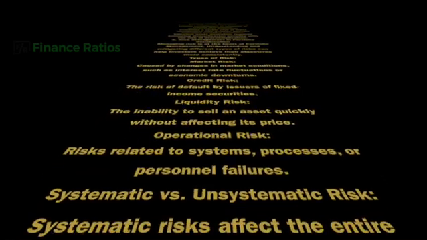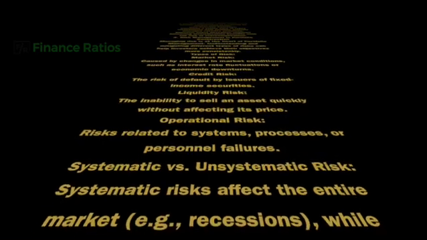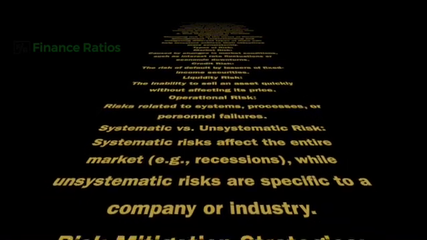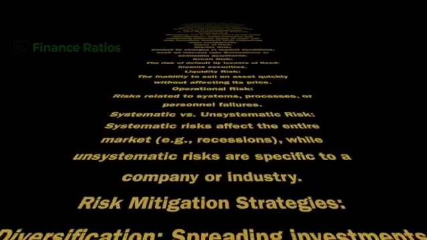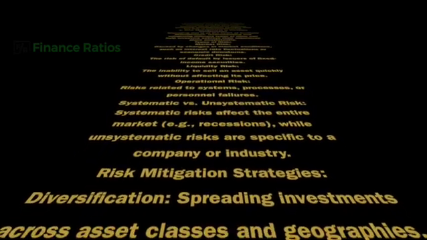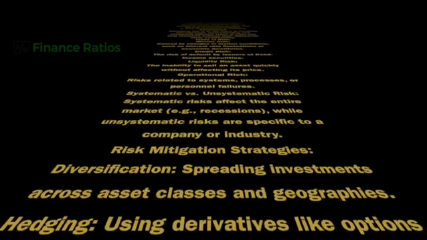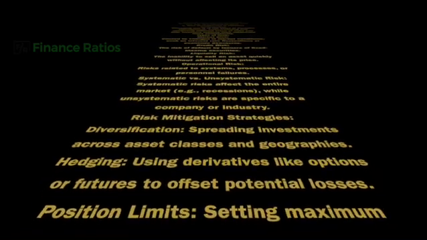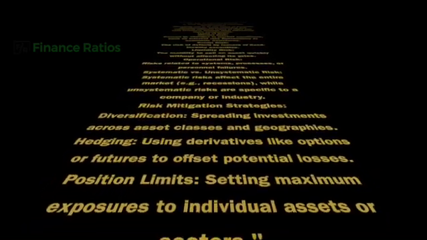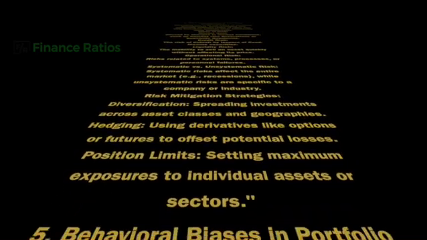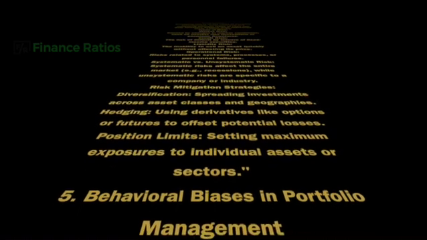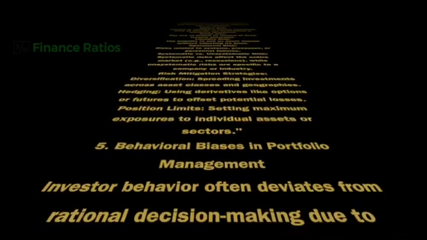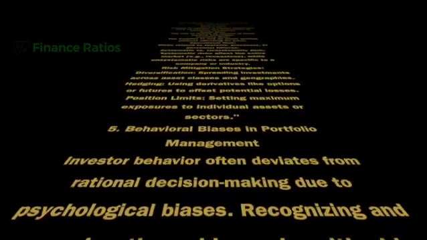Operational risk, risks related to systems, processes, or personnel failures. Systematic versus unsystematic risk. Systematic risks affect the entire market, e.g., recessions, while unsystematic risks are specific to a company or industry. Risk mitigation strategies. Diversification, spreading investments across asset classes and geographies. Hedging, using derivatives like options or futures to offset potential losses. Position limits, setting maximum exposures to individual assets or sectors.